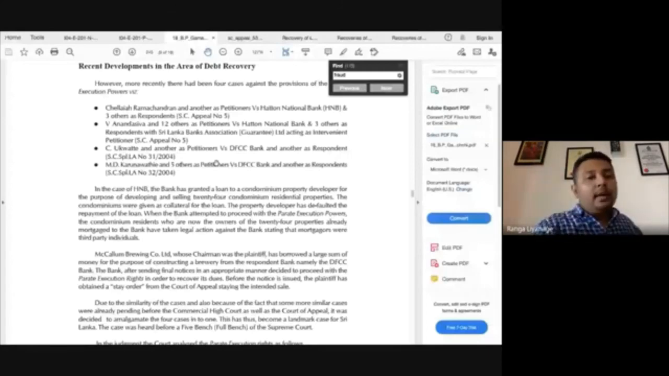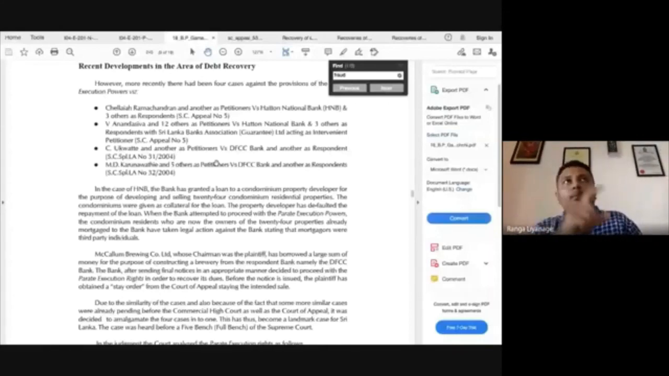So there were actually 4 cases. The courts combined all 4 cases and decided as one case. One case is Chellaya Ramachandran and another versus Hatton National Bank. Second one is Anand Siva versus Hatton National Bank. Then Ukwat versus DFCC Bank. MD Karnavati versus DFCC Bank. In this case, a wonderful, remarkable, spectacular judgment, Chief Justice then Sarath N. Silva said you cannot go for Parat execution on a mortgaged property where the property mortgaged is of a third party and not of the borrower. I will share the references. These are the references of this particular case, right?